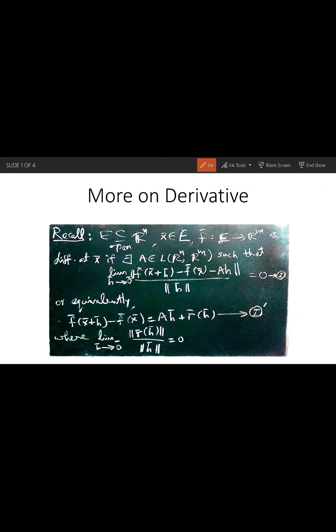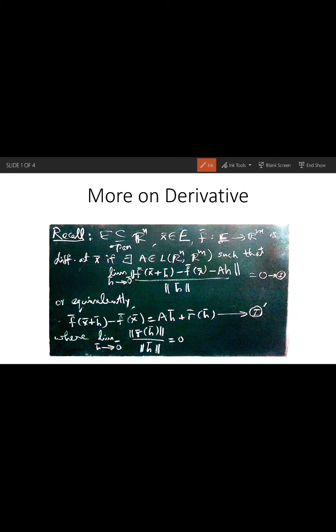So, more on derivatives. Because how did we define differentiation? Suppose E is an open subset of Rn, x is a point of E, and f is a mapping of E into Rm. Assume that it is differentiable at x. Then what is the meaning? There exists a linear transformation from Rn to Rm.